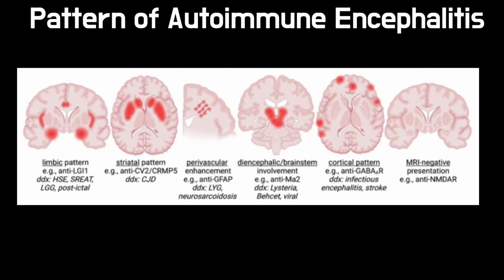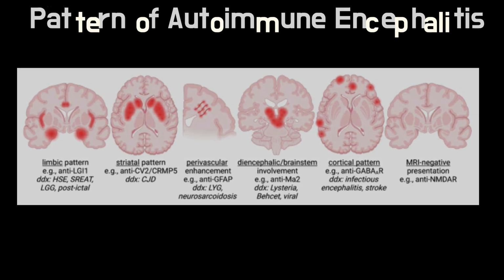Now, the patterns of autoimmune encephalitis are different. It can be a limbic pattern, striatal pattern, perivascular, diencephalic or brainstem involvement, a cortical pattern, or an MRI-negative presentation. In anti-NMDA you can see an MRI-negative presentation, and the only way to diagnose is EEG, CSF analysis, and also phenotyping. So that is how autoimmune encephalitis is wrapped up.